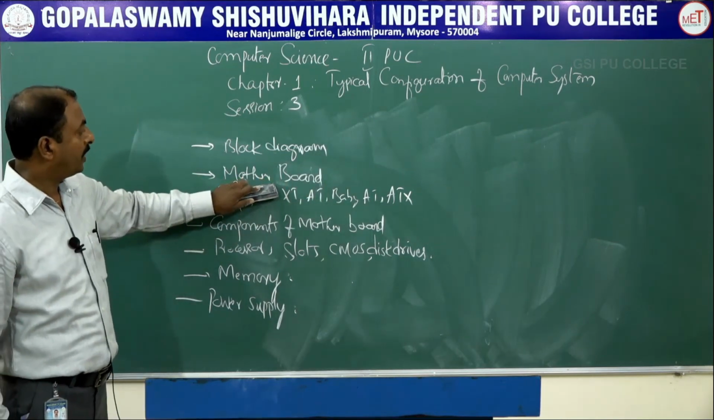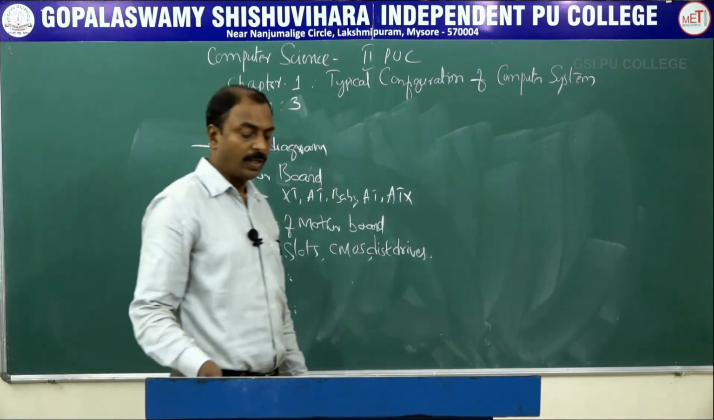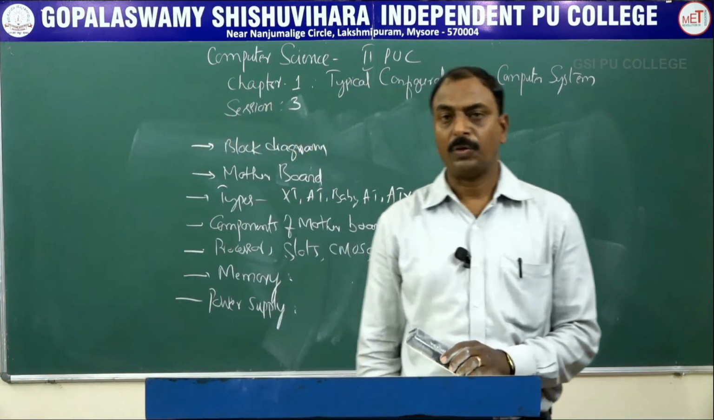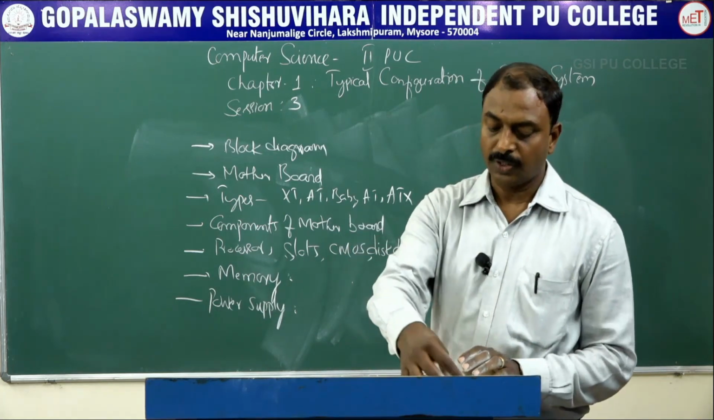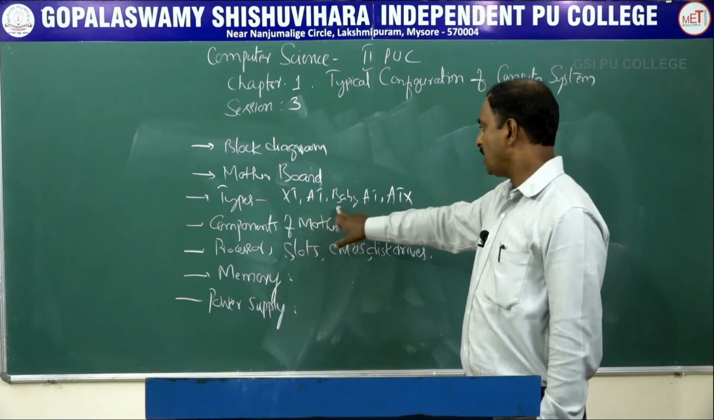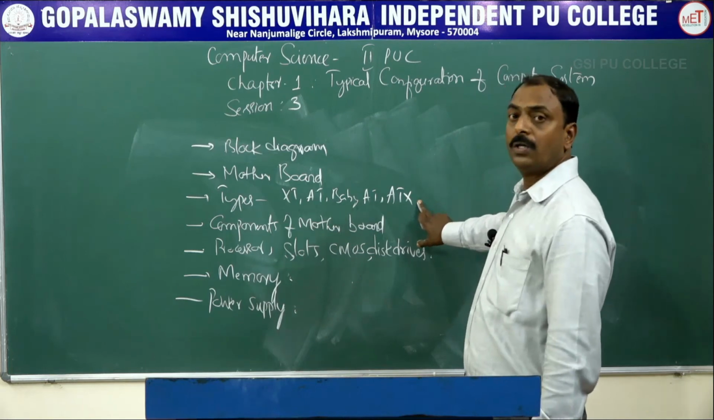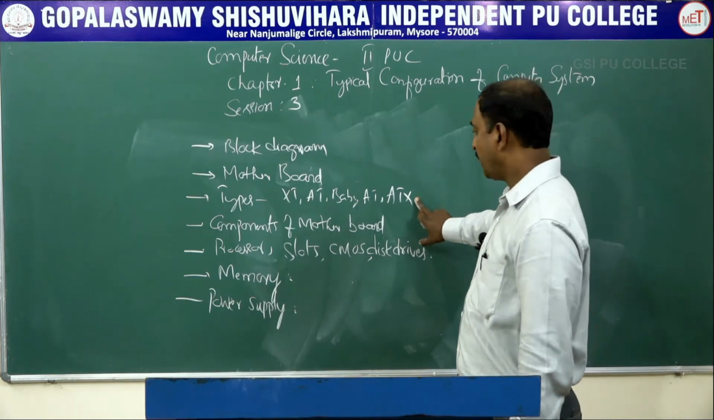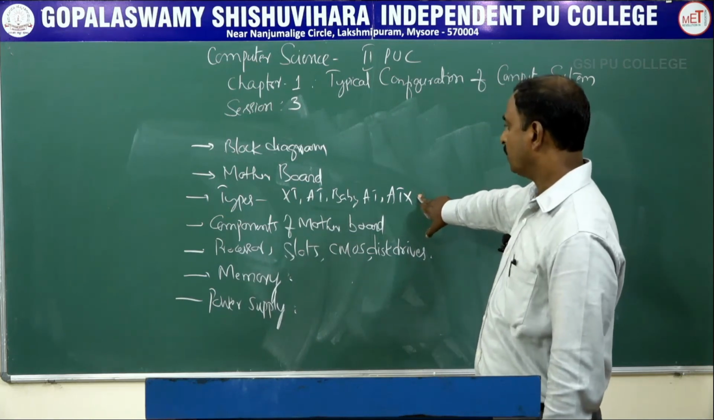Then we learned what a motherboard is. It is a PCB or printed circuit board where all electronic components are mounted. Then we discussed types of motherboard. They are XT, AT, baby AT, and ATX motherboard. All these are different motherboards, which we can differentiate by the technology of the computer system.